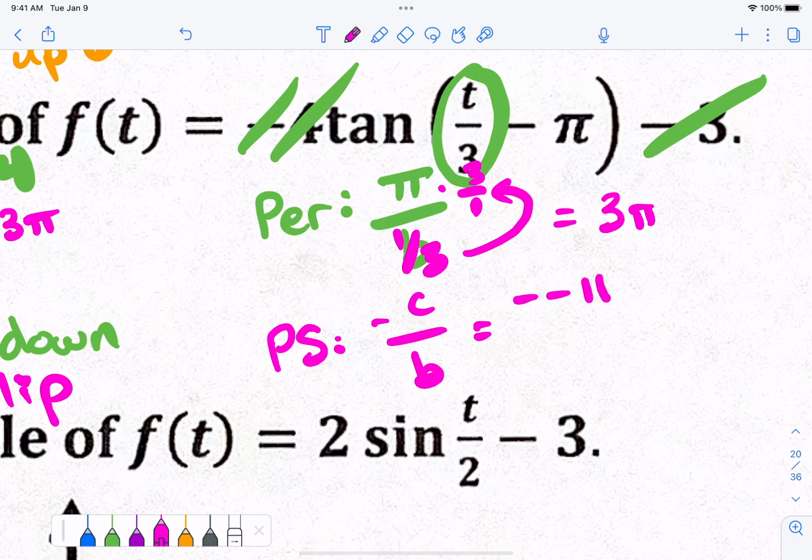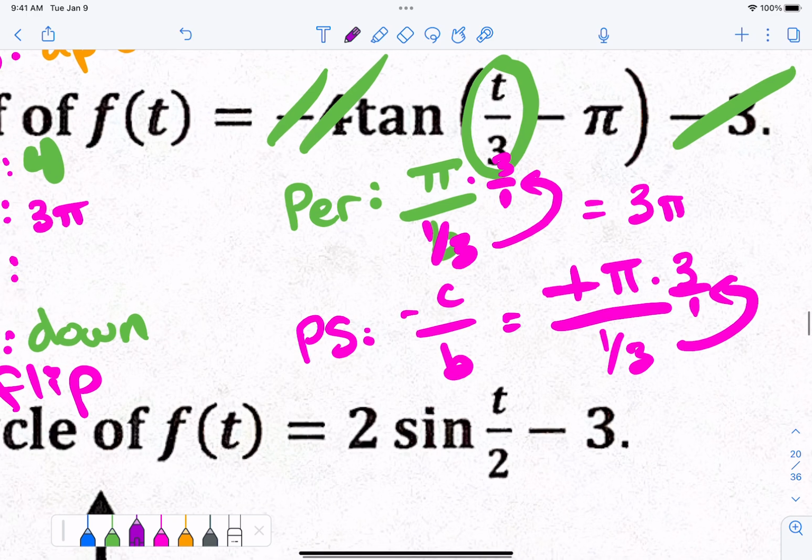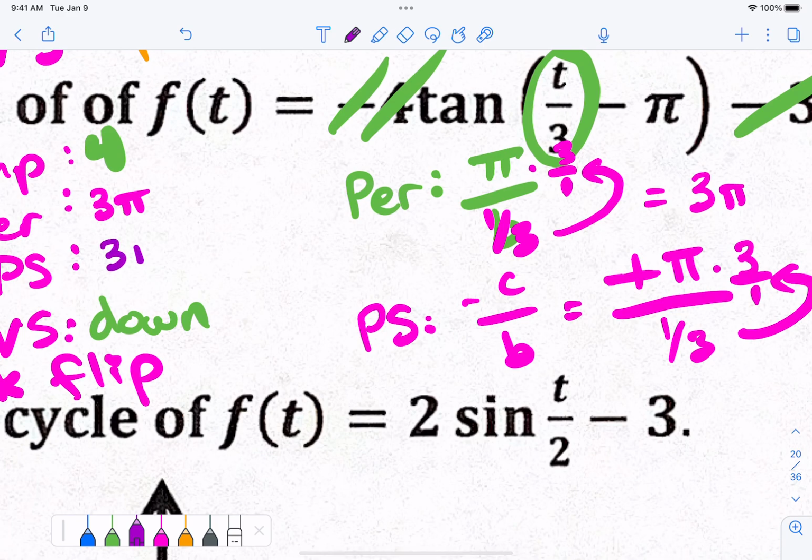So it'd be negative pi, which is going to turn positive, over b. What'd you say b was? 1/3. Okay, flip him to the top. So 3 over 1 times pi is 3 pi. So the phase shift is 3 pi.